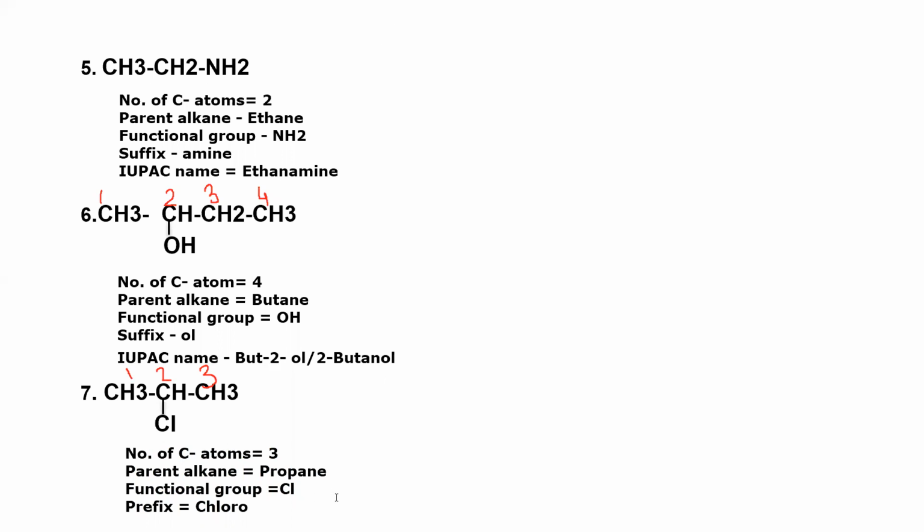So what will be the IUPAC name of this compound? The IUPAC name will be, on the second carbon atom chlorine is present, and if chlorine is there, we have to add it as a prefix. So we have to write 2-chloropropane. 2-chloropropane. This will be the IUPAC name of this compound.